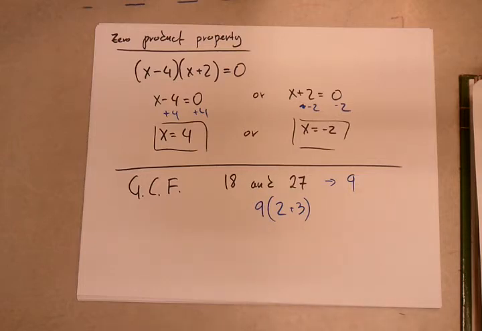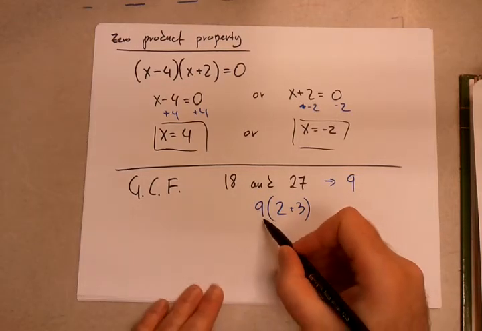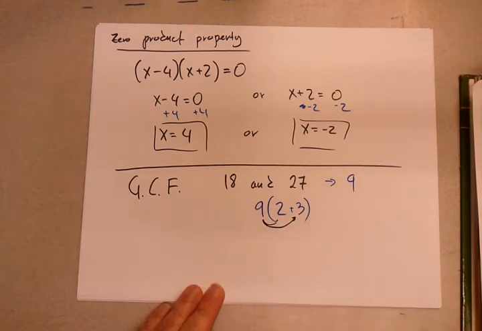Because if I were to distribute the 9 back out, I would get 9 times 2, 18. 9 times 3 is 27.